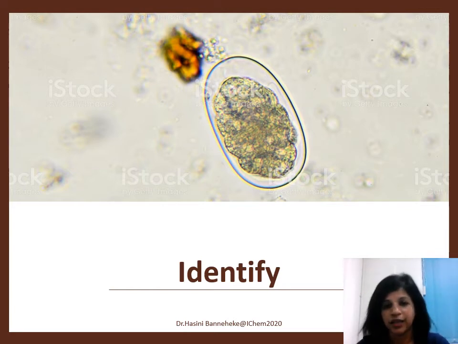And then the other thing is, you need to say what the stage of the parasite is, whether it is a trophozoite, a cyst, an egg, or an adult. Likewise, you need to tell what the stage is. So identification means you're telling us the genus or the structure, and then the stage. It could be a trophozoite, cyst, egg, or proglottid, or something like that.